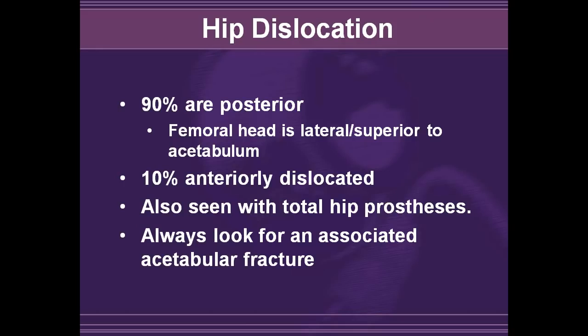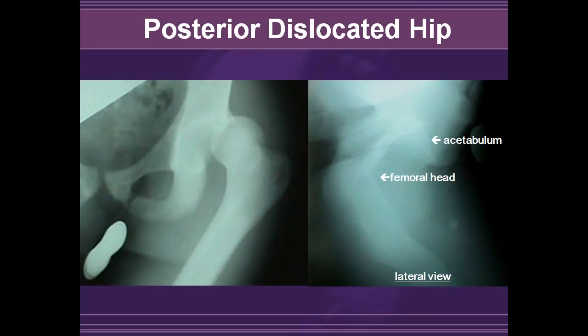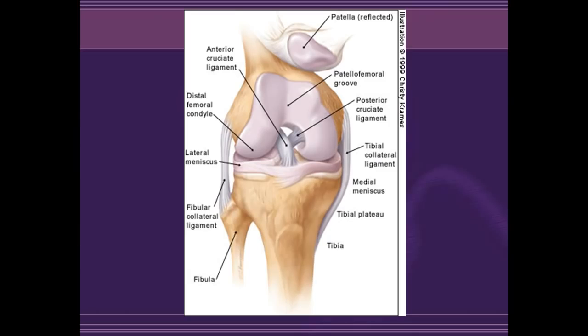Hip dislocations are more rare than shoulder dislocations. However, compared to shoulder dislocations, hip dislocations are most often posterior, whereas 10% are anterior. Hip dislocations are also much more common in patients who have had total hip replacements, and you should always look for acetabular fracture dislocation. Here's an AP view of a patient who has a hip dislocation. It's a posterior dislocation where the hip is overlapping the acetabulum a bit and it's superiorly dislocated. On the lateral view, where the patient's front is on the right side of the image, you can see the femoral head is posterior to the acetabulum.